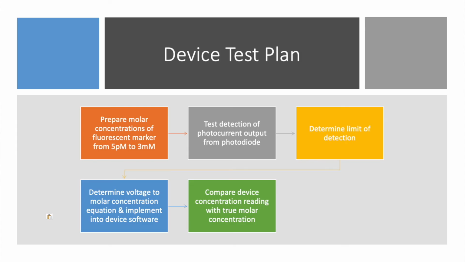In order to test our device, molar concentrations of the fluorescent marker must be created. Next, the photocurrent output by the photodiode is tested. Then the limit of detection of our device is determined. Next, we must determine the voltage to molar concentration equation and implement it into our device software. Then we will compare our device's concentration reading with the true molar concentration.